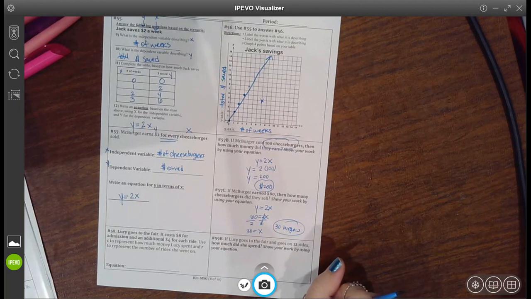Lucy goes to the fair. It costs $8 for admission and an additional $4 for each ride. Use C to represent how much money Lucy spent and R to represent the number of rides she went on.